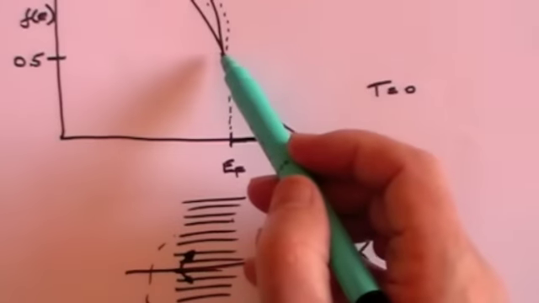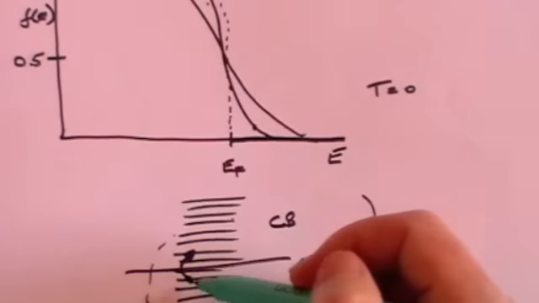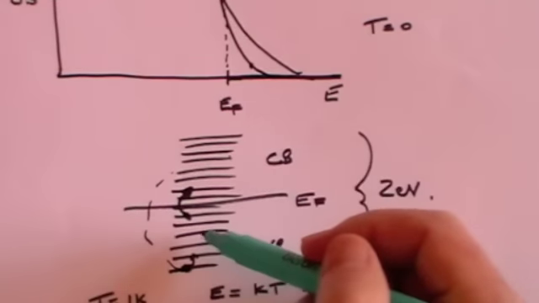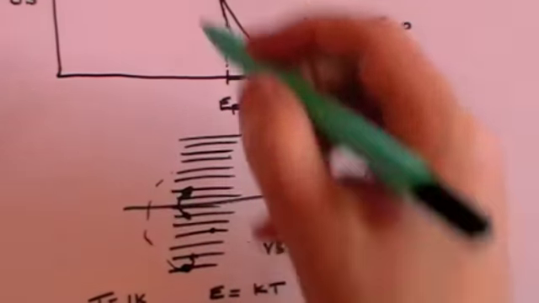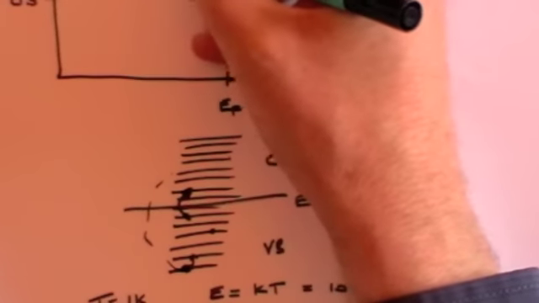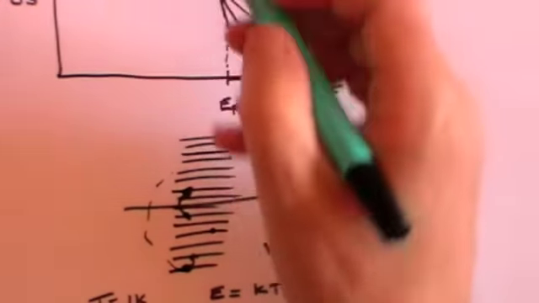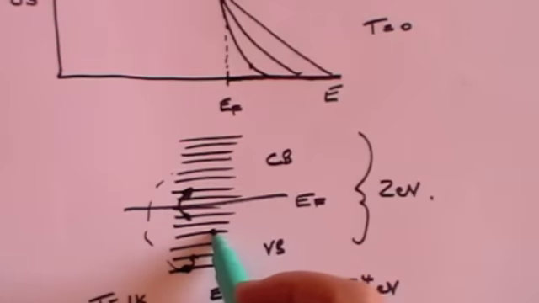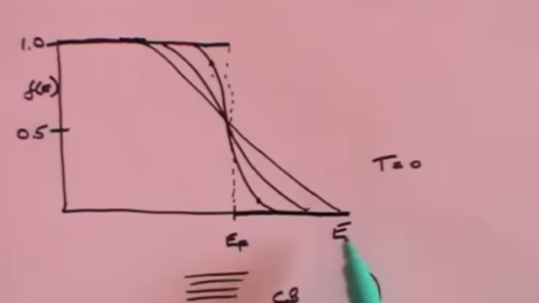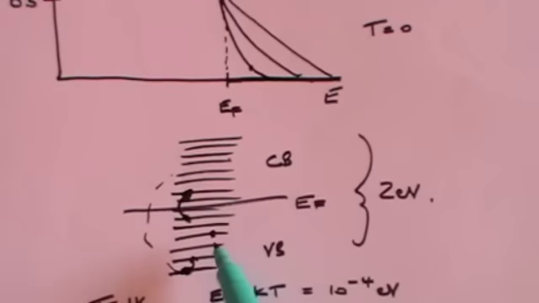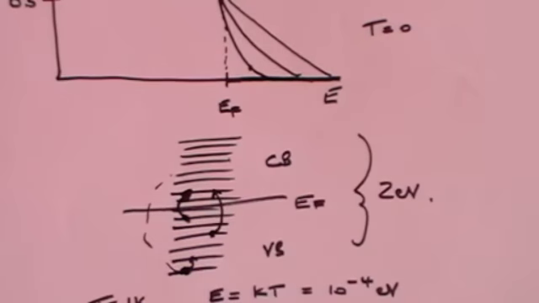But as the temperature increases, there is scope for electrons lower down in the band to be promoted. If the temperature gets up enough, you might get something like this, where now an electron quite low down in the band, that's the new curve, has got enough energy to get up into the conduction band.